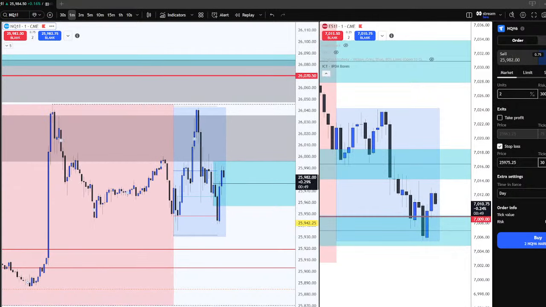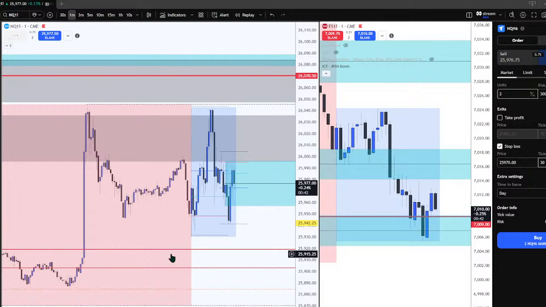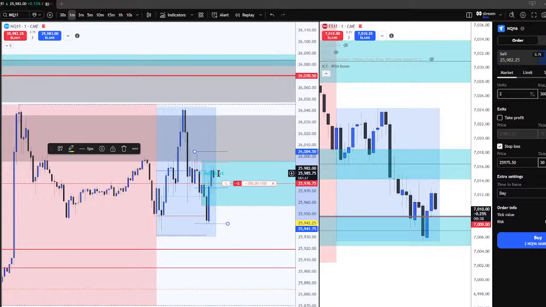So you get a strong high. Here's your 80% retracement. I hate how you can't put a bracket order in on that.